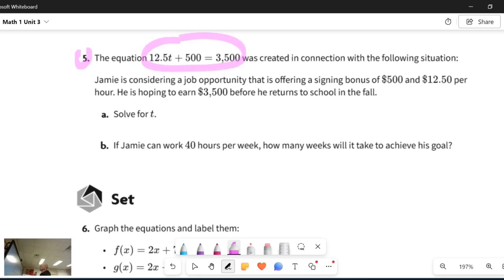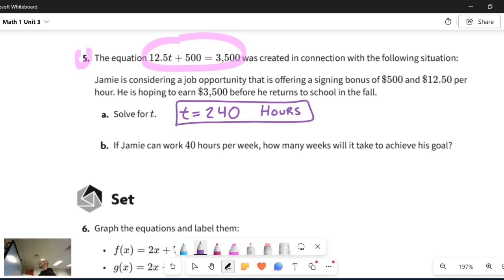You're going to subtract 500 from both sides. You get 12.5t is equal to 3,000. Divide both sides by 12.5. What that'll do is give you t is equal to 240 hours worth of work. That's how many hours he needs to put in order to reach his goal of $3,500.